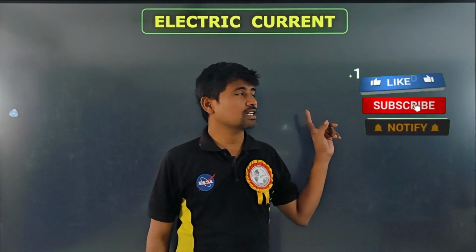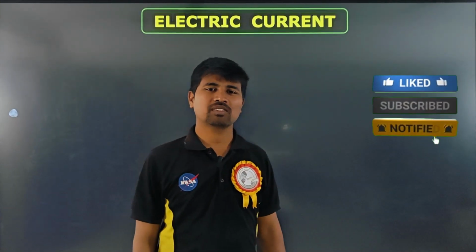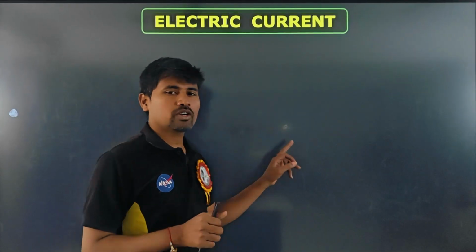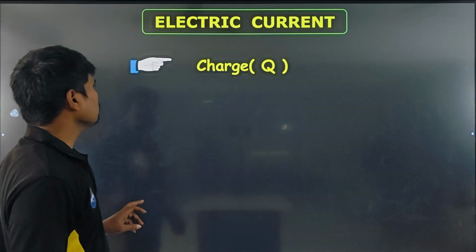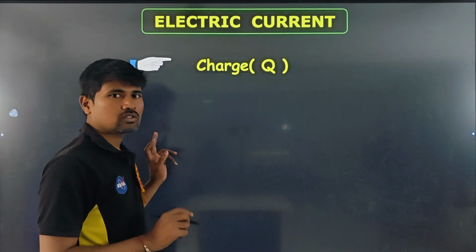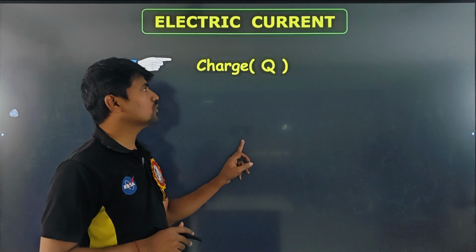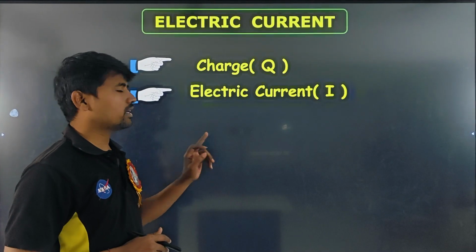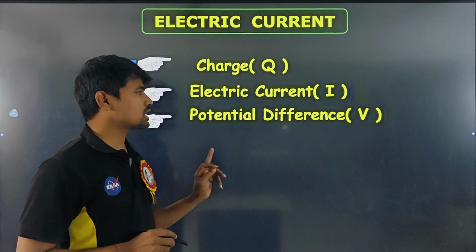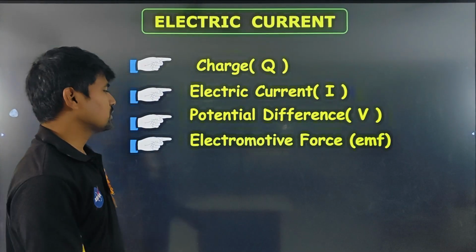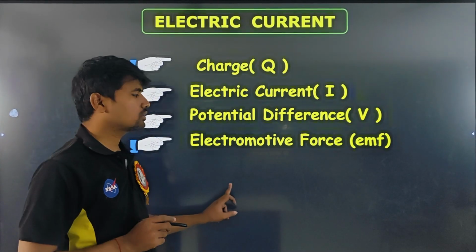Today we are going to discuss electric current. This chapter I am going to discuss in 2 or 3 classes. So let us see the first class. In this we have the first quantity, charge Q. Next quantity is electric current I. Next we are going to discuss potential difference V. And next one, electromotive force.